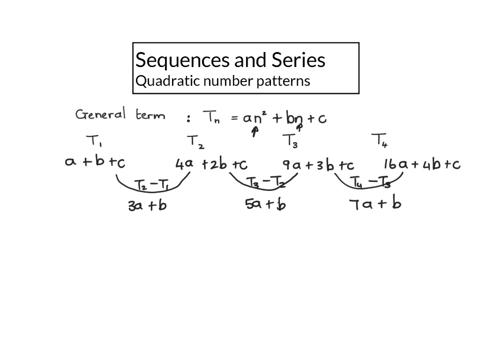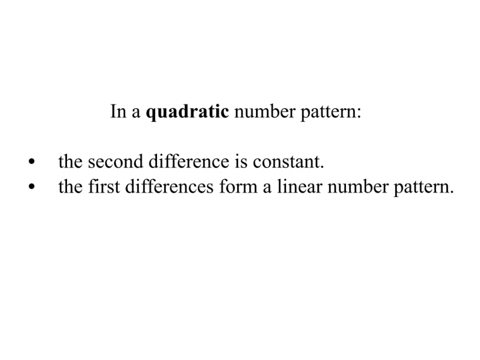Now the second difference is 5a plus b minus 3a plus b, which is equal to 2a. And this second difference is 7a plus b minus 5a plus b, which is also equal to 2a. Therefore, the second difference is a constant and it's equal to 2a. So let's remind ourselves, in a quadratic number pattern, the second difference is constant, and in this case is always equal to 2a.